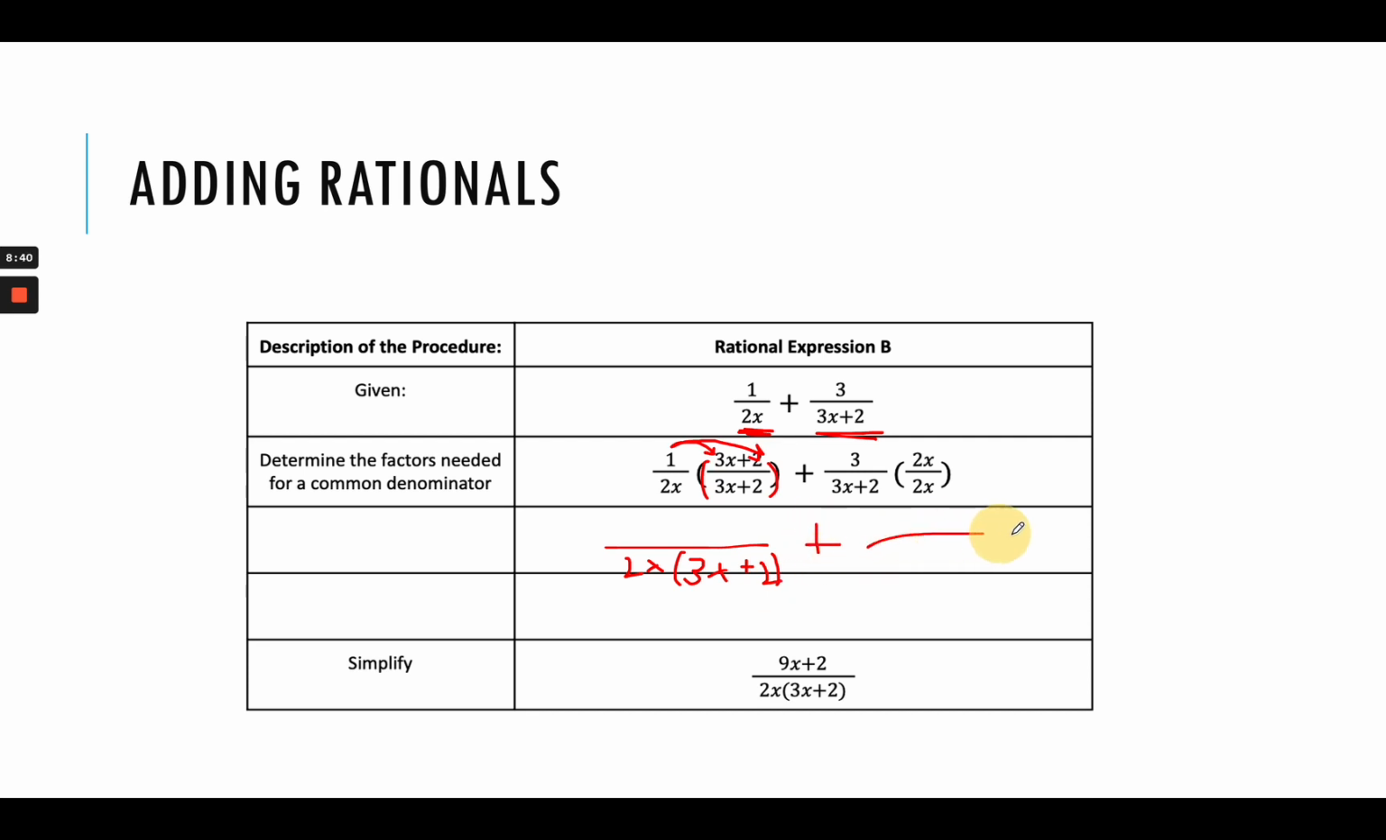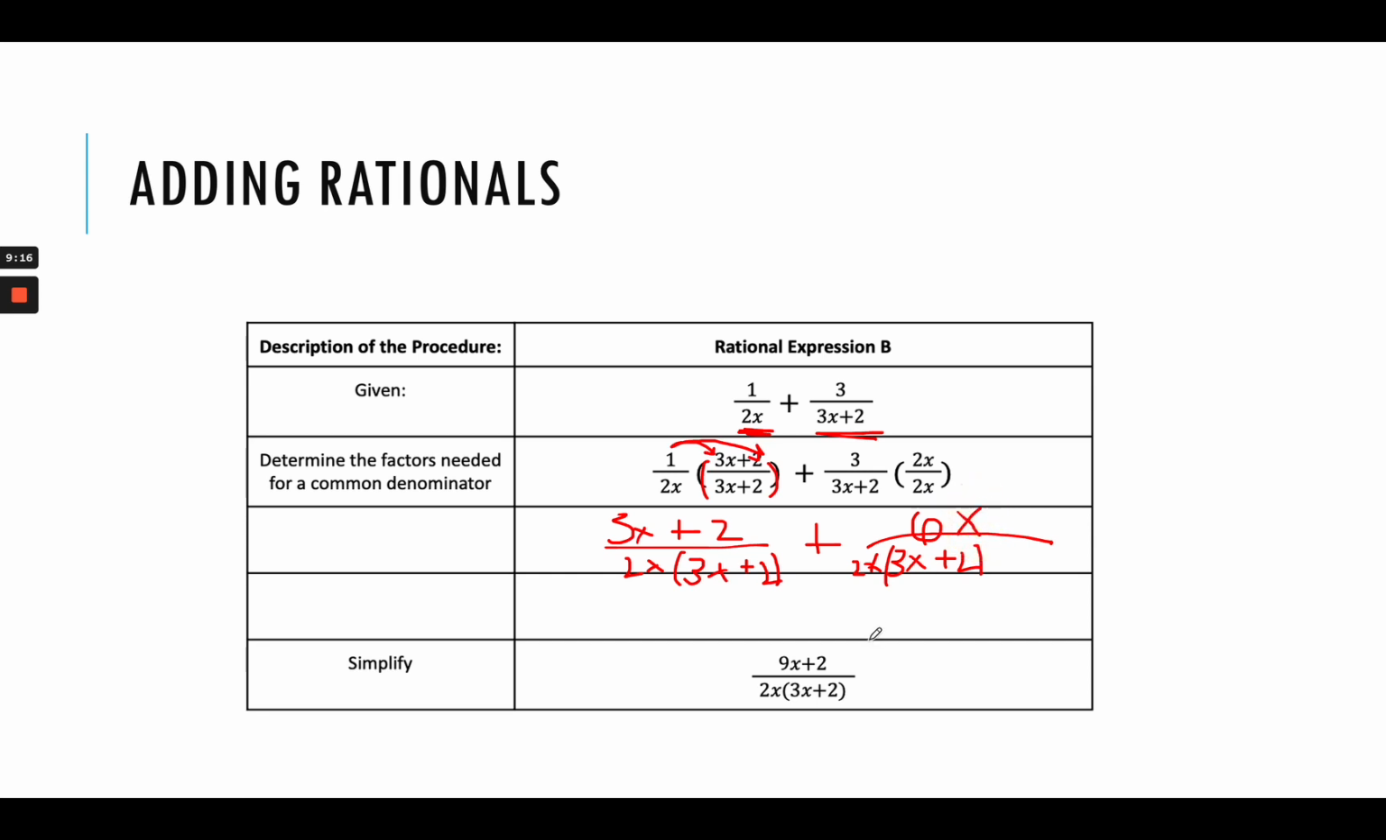And then we're going to write the common denominator over here, which is also 2x times 3x plus 2. Okay, let's distribute. 1 times 3x, 3x. 1 times 2 is just 2. Now, 3 times 2x. Well, 3 times 2 is 6, and then we have an x.